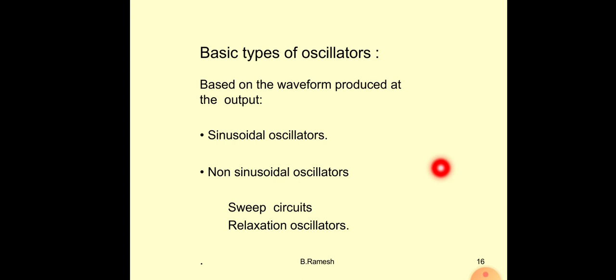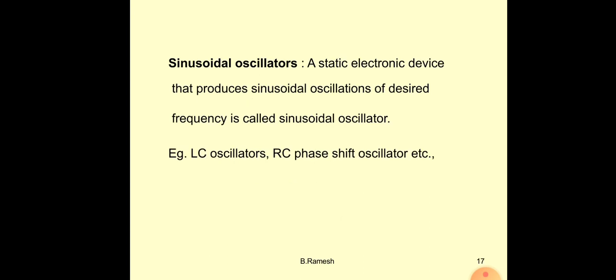Basic types of oscillators, based on the waveform produced at the output: sinusoidal oscillator and non-sinusoidal oscillator. Sinusoidal oscillators include the Colpitts oscillator, Hartley LC oscillators and RC oscillators. Non-sinusoidal oscillators include sweep circuits, multivibrators, and relaxation oscillators. So these are all the types of oscillators.